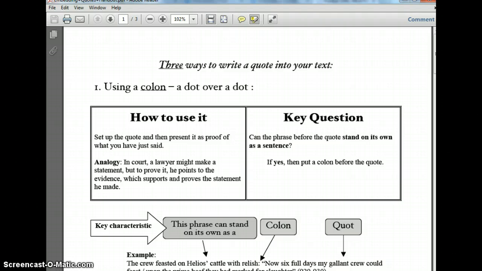Let's look at 3 ways to write your quote into your text using different punctuation. The first one is to use a colon, a dot over a dot. How to use it? Set up the quote, introduce it, that's your I, then present it, that's your cite, as if the proof of what you have just said. So, your key question: can the phrase before the quote stand on its own as a sentence? If the answer is yes, you have a complete sentence without the quote attached, then you can put a colon.